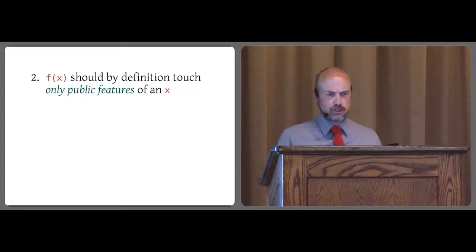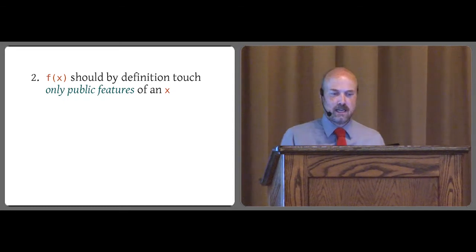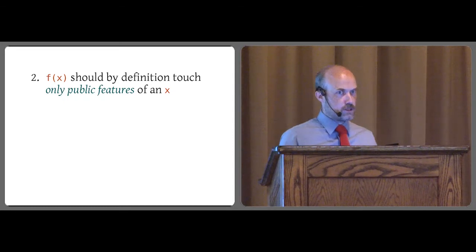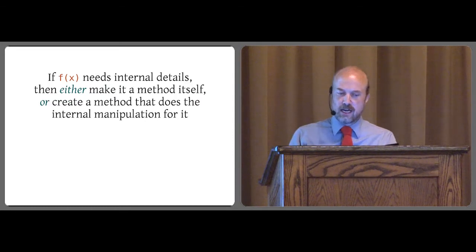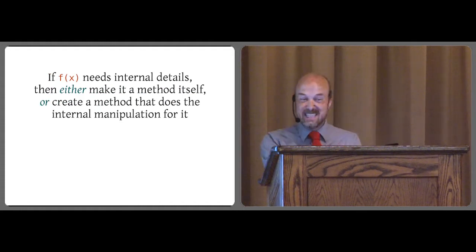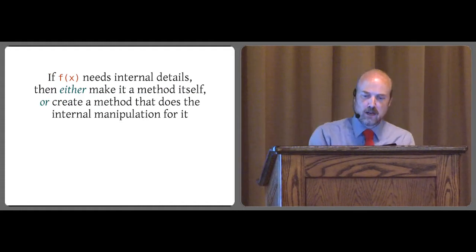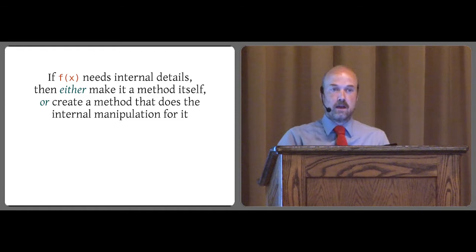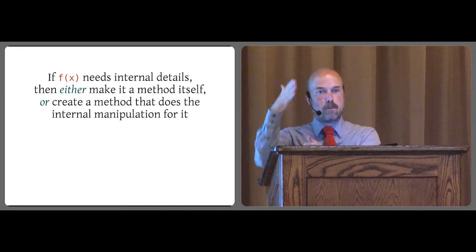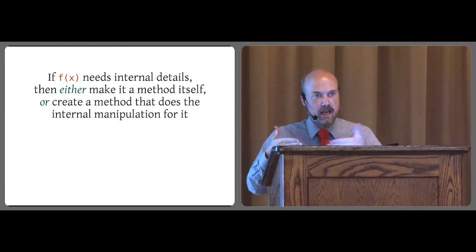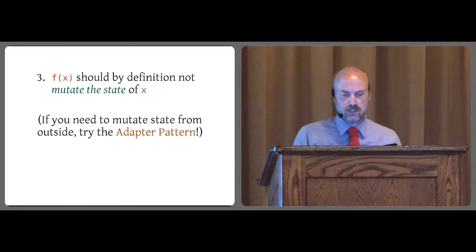Second, f of x should, by definition, if it's a function, touch only public features of an x and not reach inside to do magic. If f of x needs internal details, either make it a method itself or create a method, or you've discovered a problem with your object interface and need to provide a way into that information.